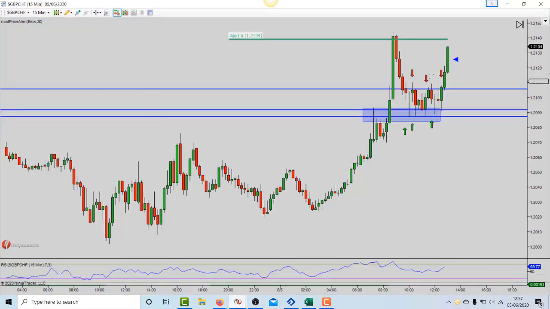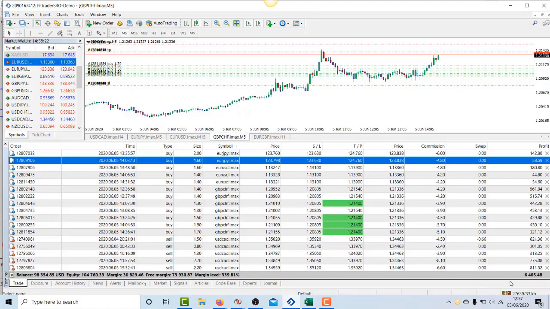And we're getting pretty close to targets now on the pound Swiss. Initial targets, let's go across to here. Balance is 6,500. My actual balance is 98,300. As I say, I took one loss earlier, then I had to take a loss on the euro pound, which came really close to targets.